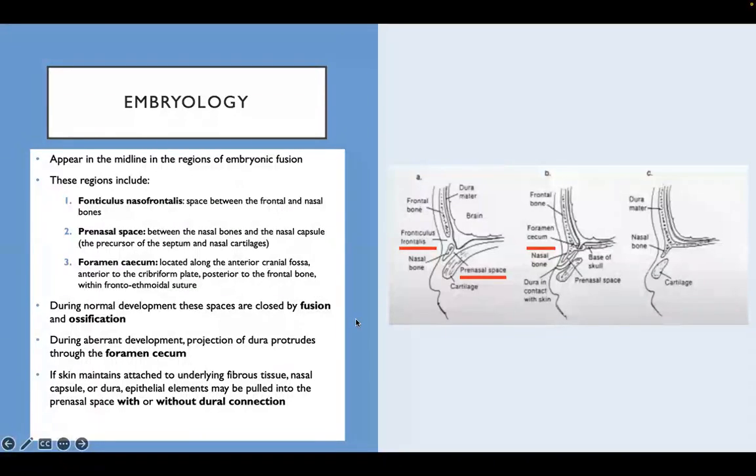During normal development, these spaces will be closed by fusion and ossification, but during aberrant development, a projection of dura protrudes through the foramen cecum and it persists. If it maintains its attachment to skin with the underlying fibrous tissue or the nasal capsule or the dura, the epithelial elements can be pulled into the prenasal space with or without a dural connection, and that explains the intracranial connection that some of these lesions may have.